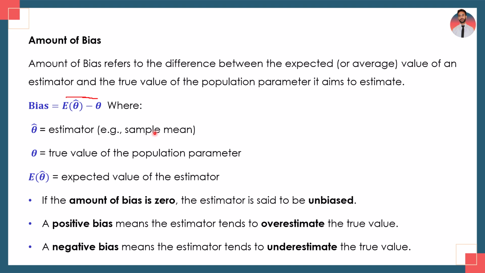Expected value of theta hat is the expected value of any estimator of any statistic. Here we have the difference between the expected value of theta hat and the population parameter theta. In sampling error, we discussed the difference between any statistic and the parameter. But the difference is that here we use the expected value of theta hat, meaning we calculate the expected or average value of a statistic and take its difference from the population parameter, which is called amount of bias. If the amount of bias is zero, the estimator is said to be unbiased.